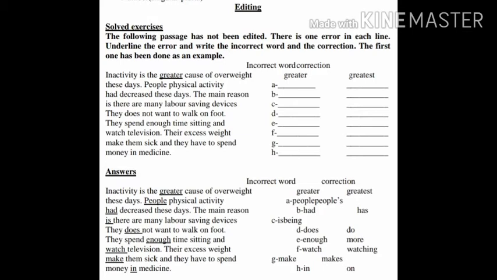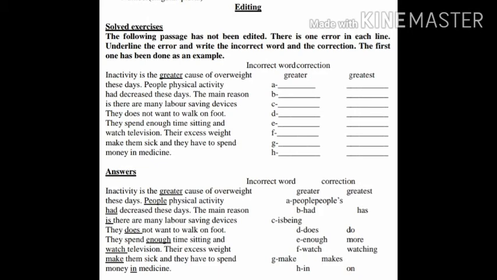Next line, they spend enough time sitting. Enough time or more time? See now, they spend more time sitting and watch television. So here enough will not come, but more will come. And even watch will also not come. They spend more time sitting, ing is there, so with watch also ing will come. Sitting and watching television. Their excess weight make them. See now again here weight is the singular, so here makes will come. Makes them sick and they have to spend money on medicine, not in medicine.